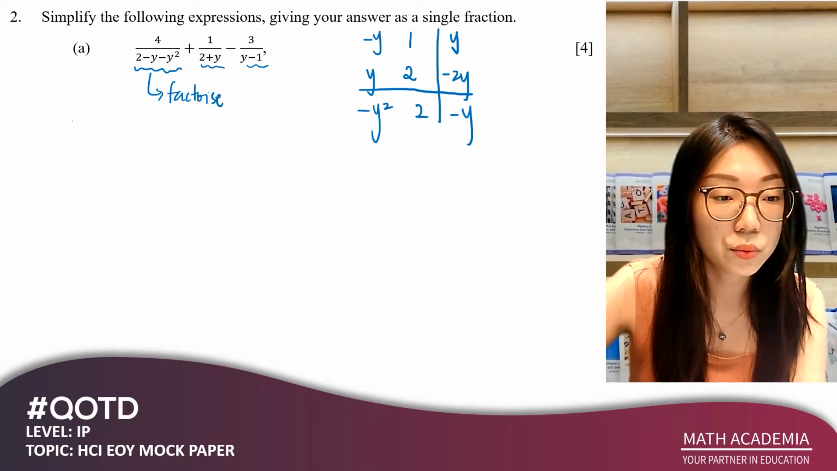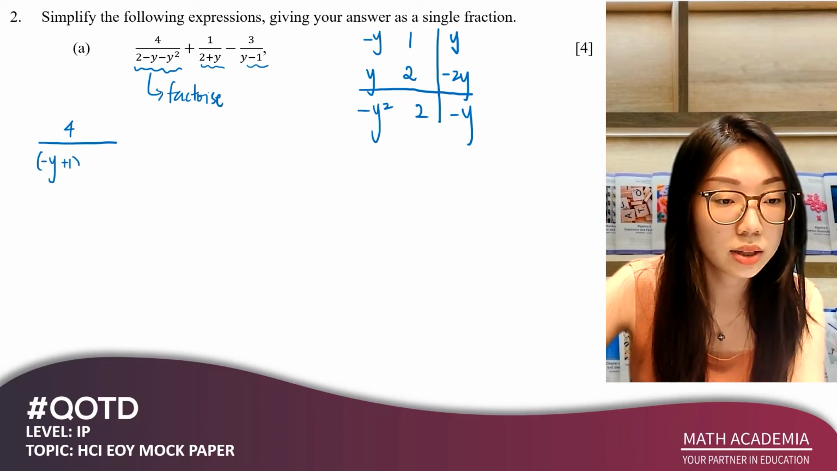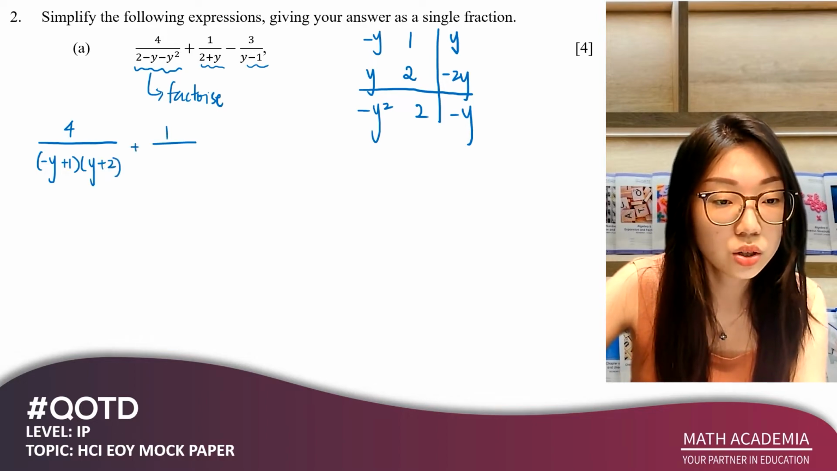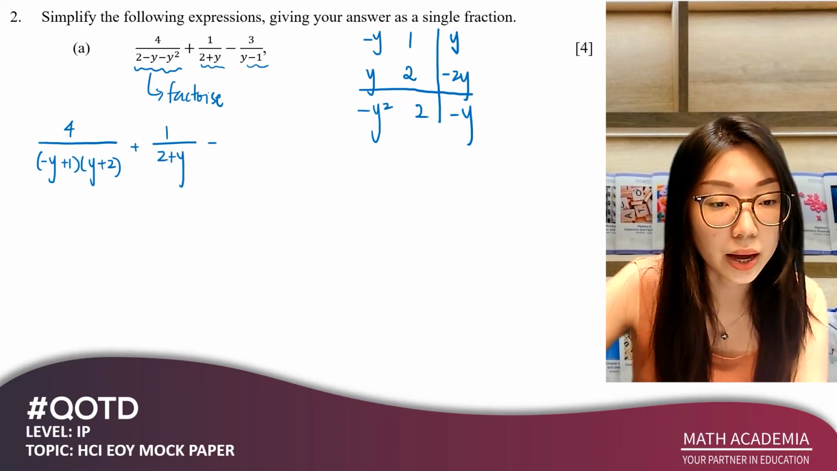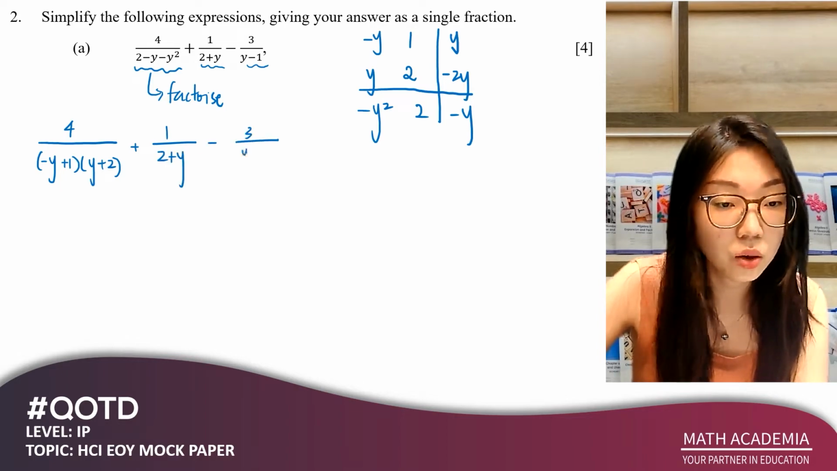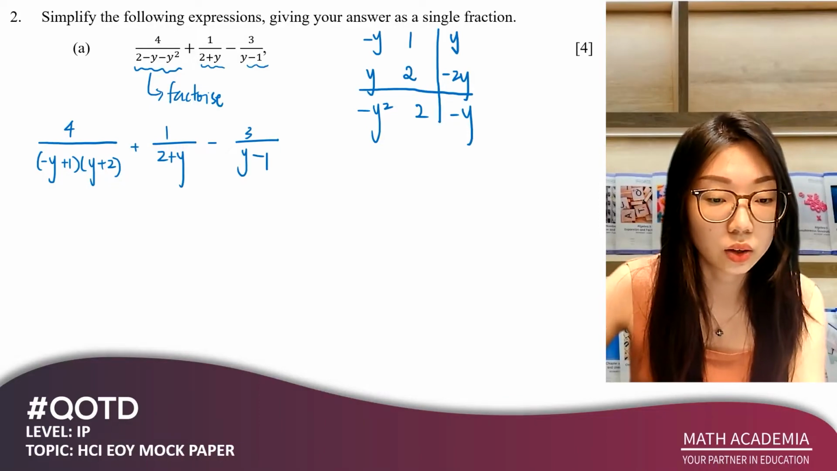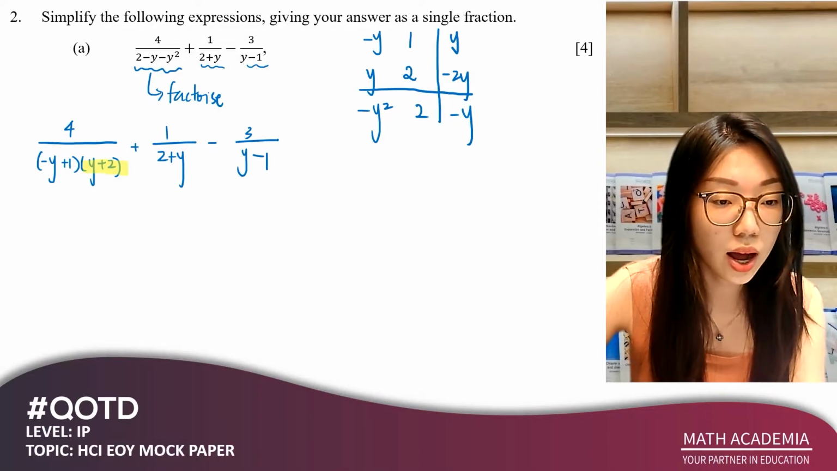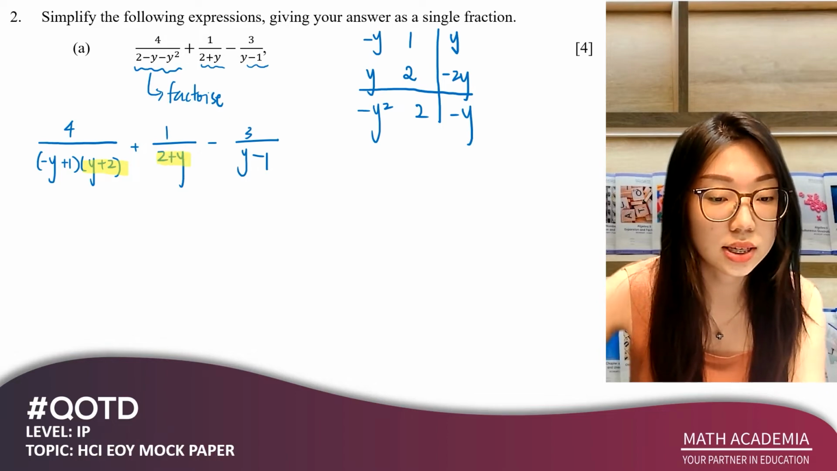So I can rewrite my expression as 4 divided by negative y plus 1 multiplied by y plus 2, plus 1 over 2 plus y, minus 3 over y minus 1. By observation, I would realize that 2 plus y and y plus 2 is the same.